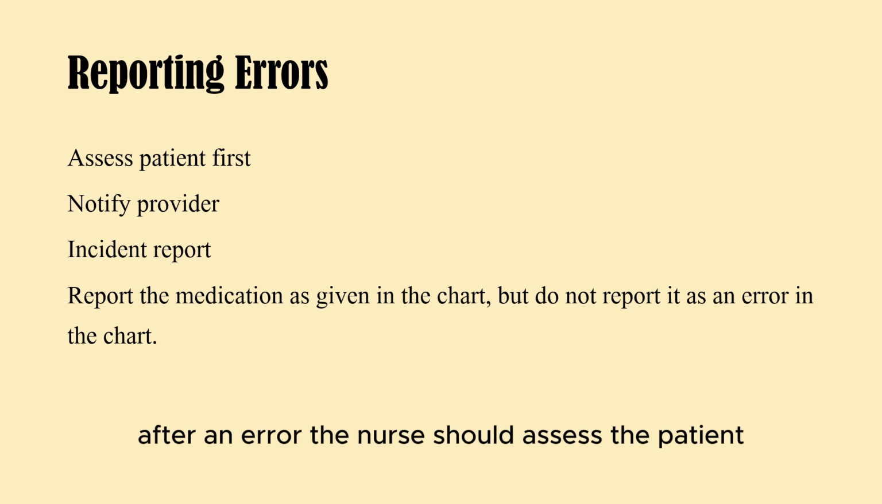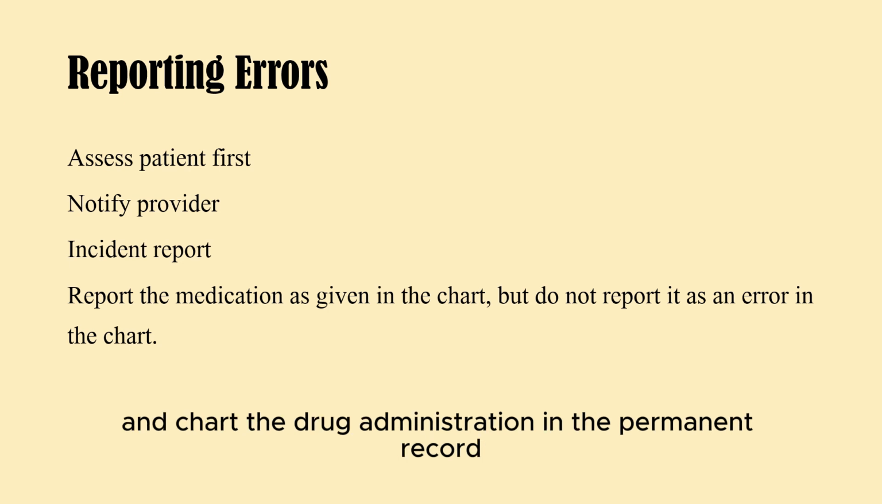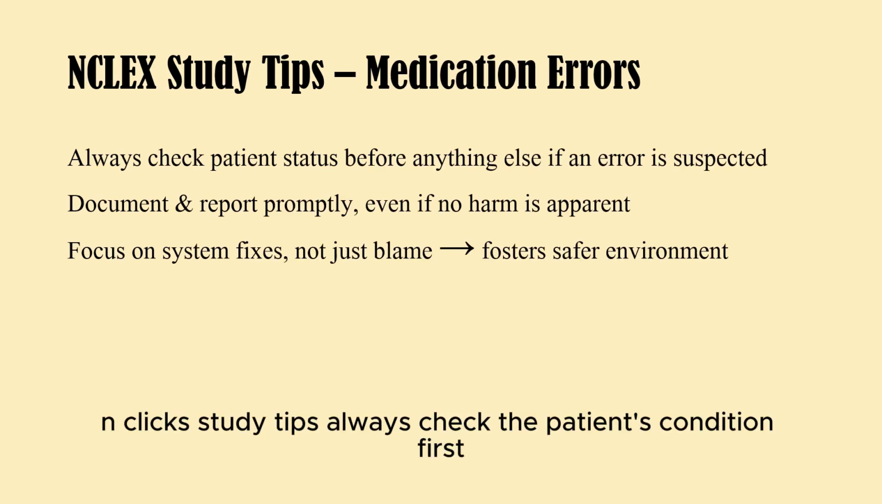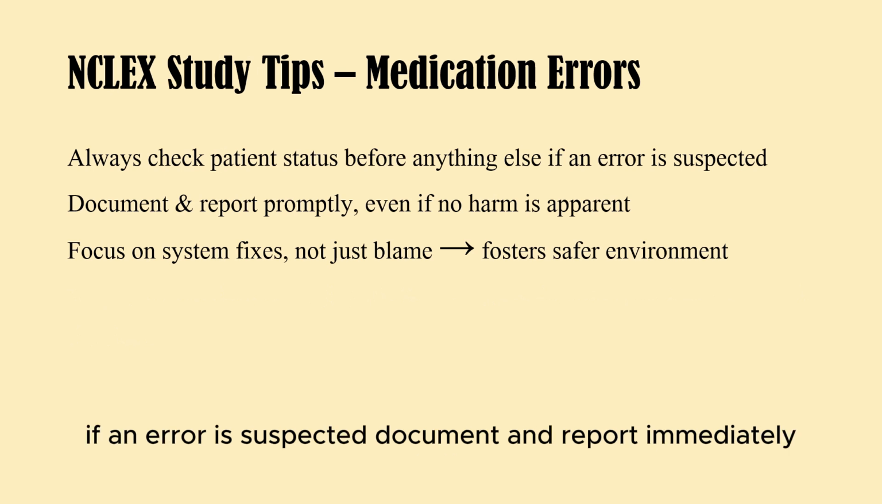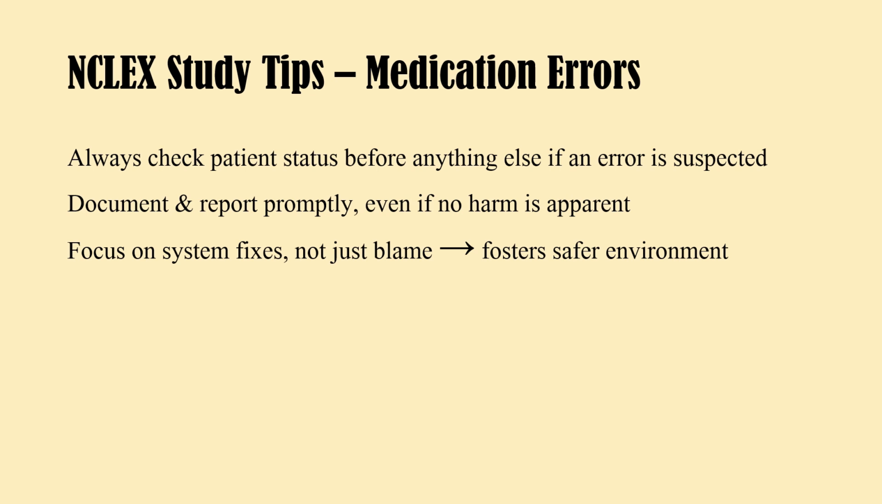After an error, the nurse should assess the patient, notify the provider, complete an incident report, and chart the drug administration in the permanent record without labeling it error. NCLEX study tips: Always check the patient's condition first if an error is suspected, document and report immediately, and focus on fixing system issues rather than assigning blame.